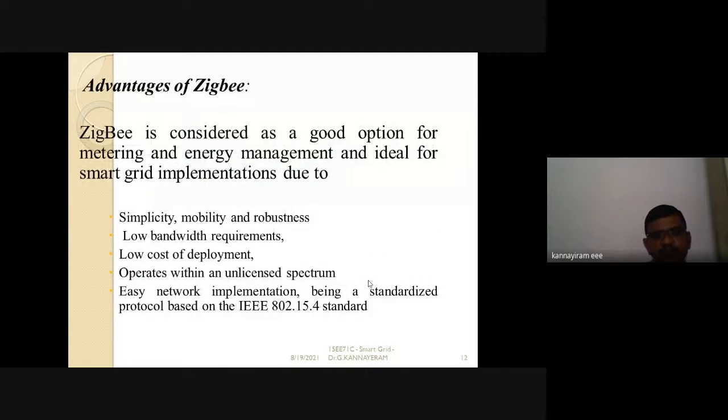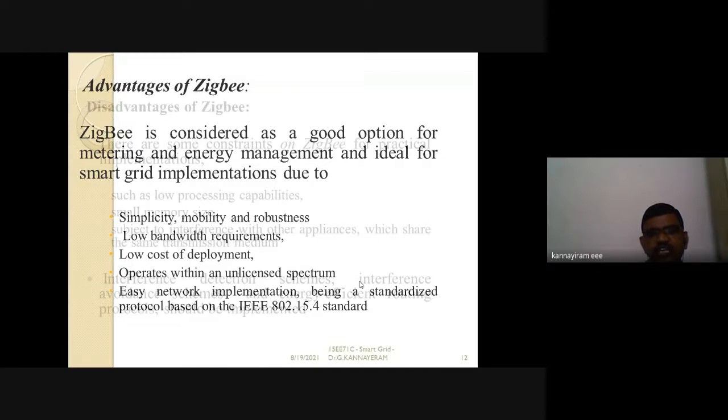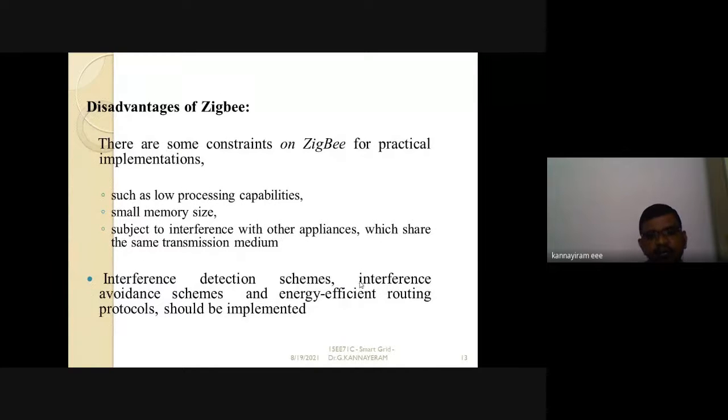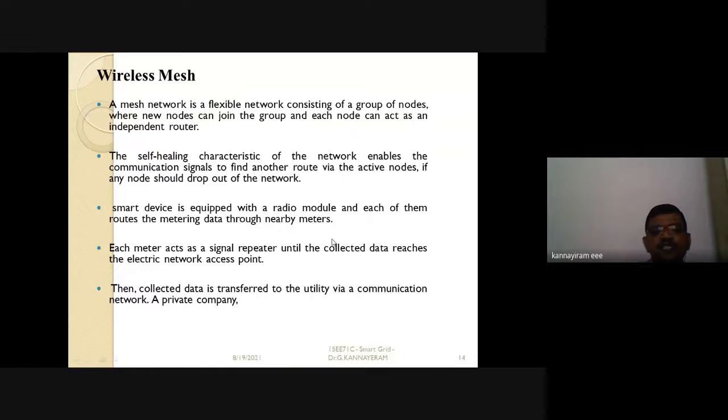The advantages, already discussed: low cost of deployment, low bandwidth requirement, operation within the unlicensed spectrum, robustness and mobility. It also uses the standardized IEEE 802.15.4 protocol. Drawbacks: low processing capability, low memory size, and subject to interference from other appliances sharing the same transmission system. Interference reduction and avoidance schemes and energy efficient routing protocols should be implemented using Zigbee.